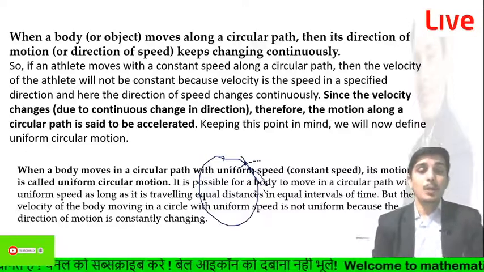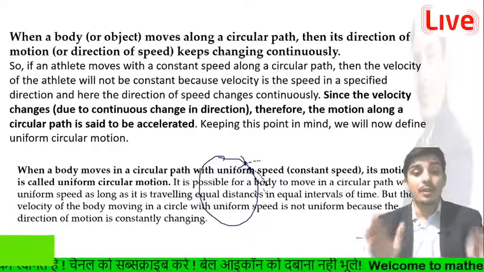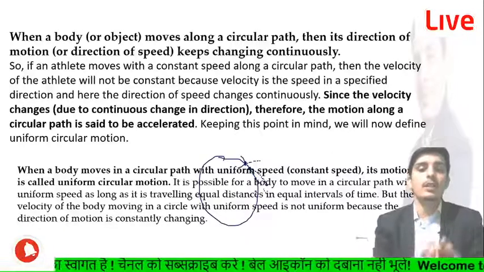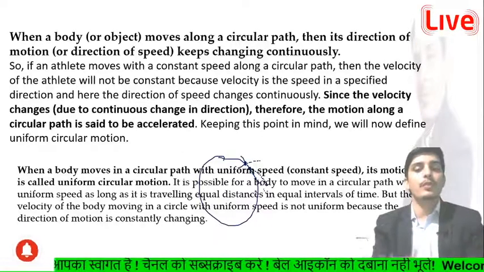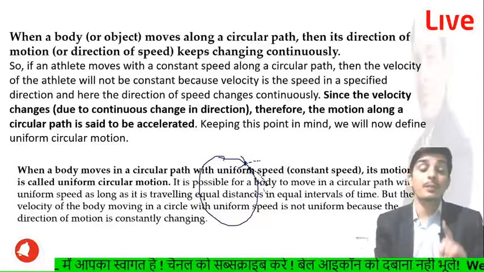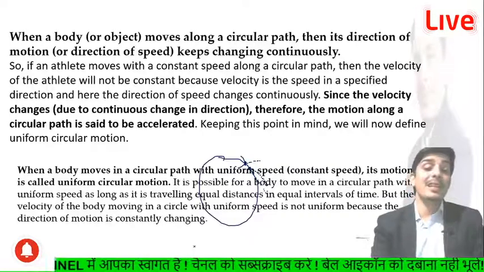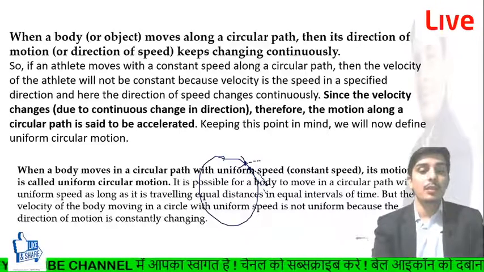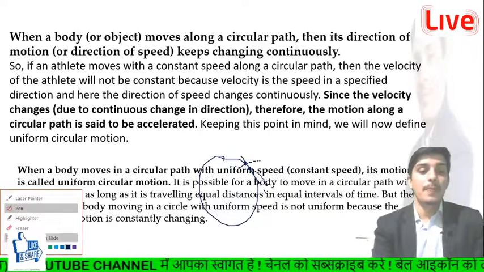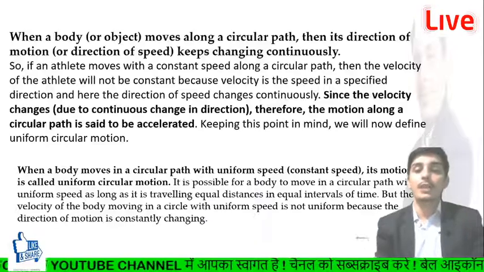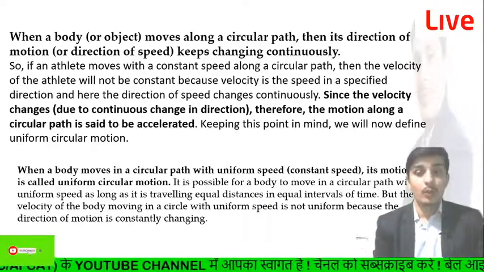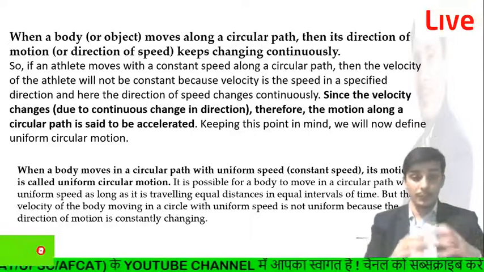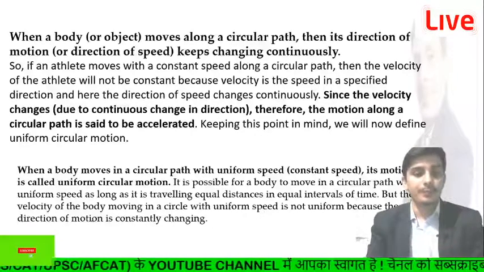Okay. So guys, when a body moves in a circular path with a uniform speed, its motion is called uniform circular motion, right. But what will the speed be, guys? The speed will be constant, always constant, right. Are you getting my points? Now you may have another question: why can we say that it will be accelerated?